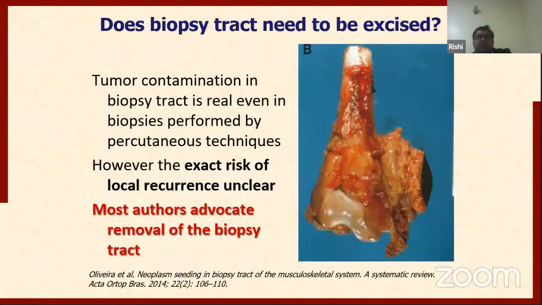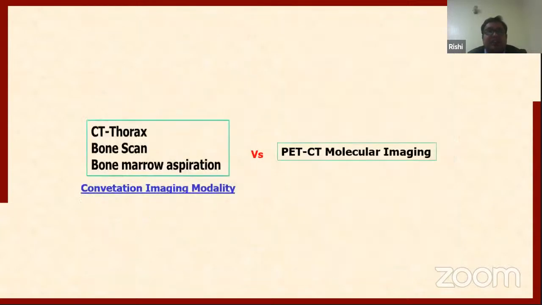Yes, there is a lot of controversy whether the biopsy tract needs to be excised or not, but most authors advocate the removal of the biopsy tract along with the tumor during final surgery. Now, after biopsy, what are the imaging studies we want to do for staging of a tumor? CT thorax and bone scan we commonly do for osteosarcoma. In addition to CT thorax and bone scan, we need to do bone marrow aspiration for Ewing sarcoma.